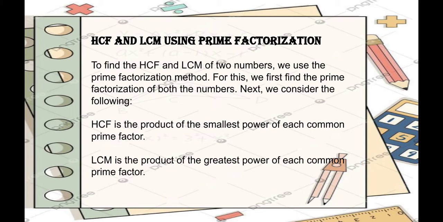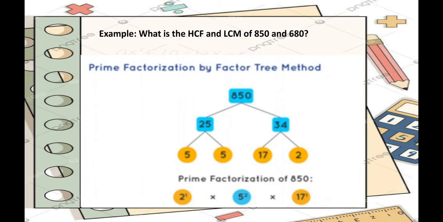Next, we consider the following. HCF, or highest common factor, is the product of the smallest power of each common prime factor. And LCM, or lowest common multiple, is the product of the greatest power of each prime factor. So let's have the example of HCF and LCM of 850 and 680.